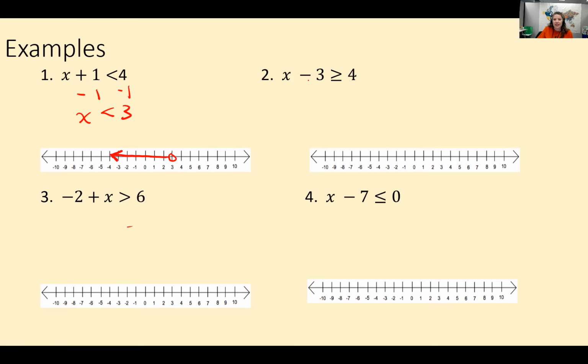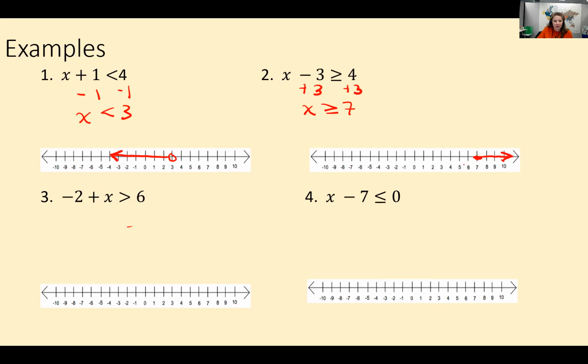The next one, x minus 3. The opposite of minus 3 is plus 3, so I'm going to add 3 to both sides. So I bring down my inequality. 4 plus 3 is 7. So I go to 7, I fill in my dot, and then my arrow points to the right.